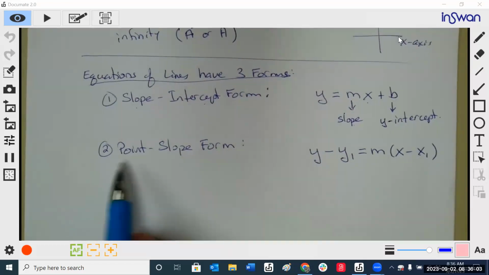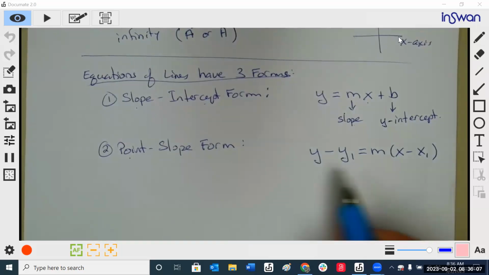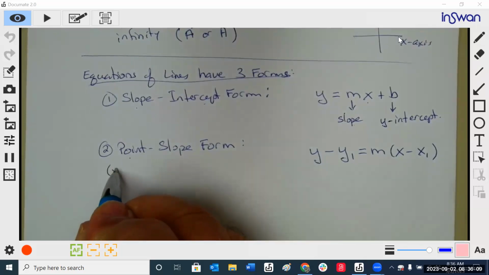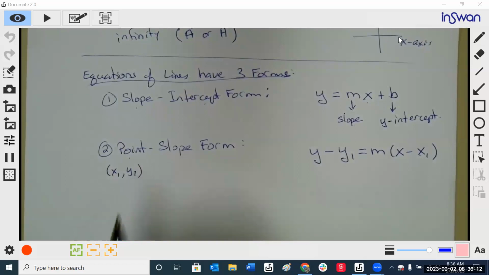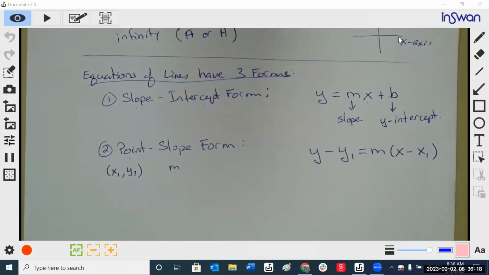But also look at the name. There's no intercept in the name. Because the point that's inside here is x1, y1. So if I give you a point, you put those in place of x1, y1. And the slope is the m. You put those in there, and then we can go from here to there. That'll find us the slope, the intercept.